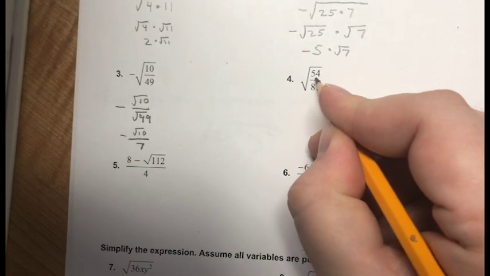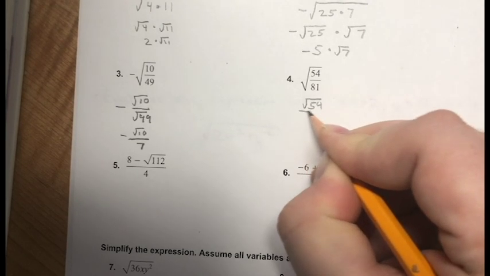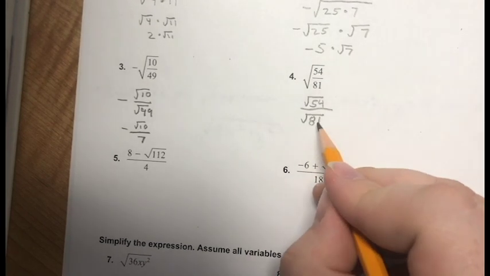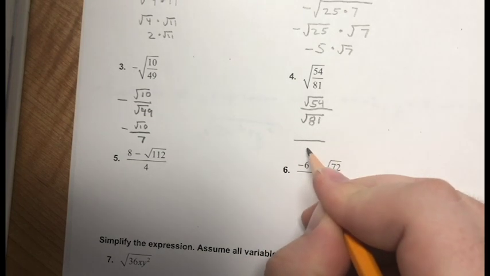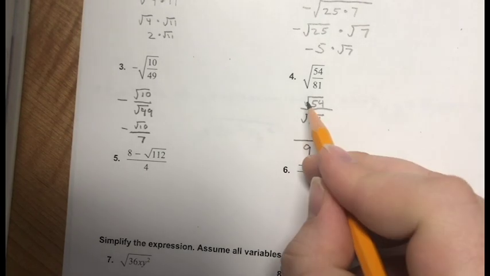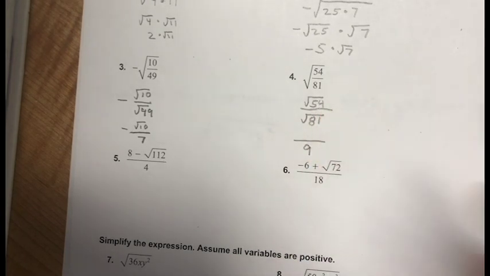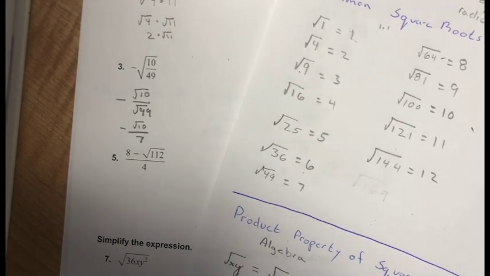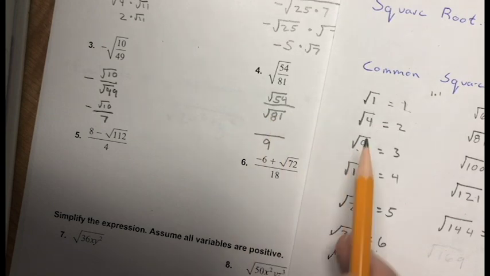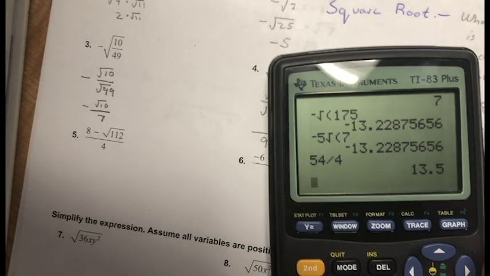Well, let's look at this next one. I have the square root of 54 divided by 81. I can break that out to say the square root of 54 divided by the square root of 81. So my first thing that I notice right off the bat is that this guy right here can become a 9 because the square root of 81 is 9. So my denominator is now 9. But I have to ask myself, is there a square root that I can use in 54? So I can go and look into my list here. Well, first off, let's try 4. Can 54 be divided by 4 evenly? Nope, it cannot.